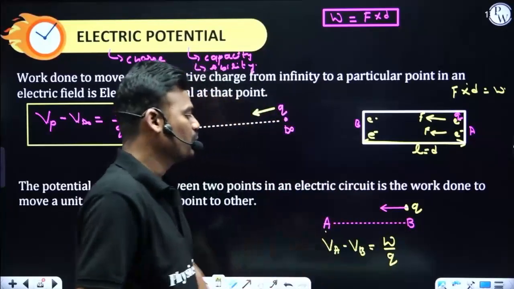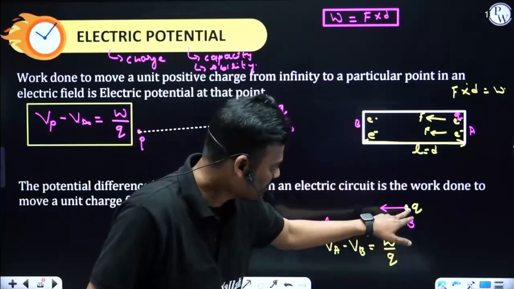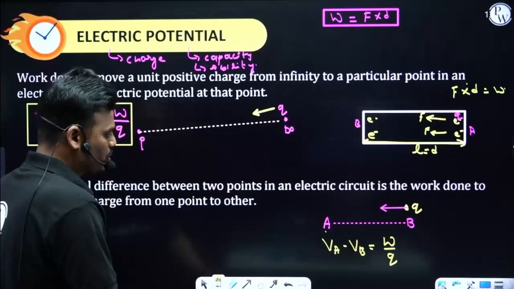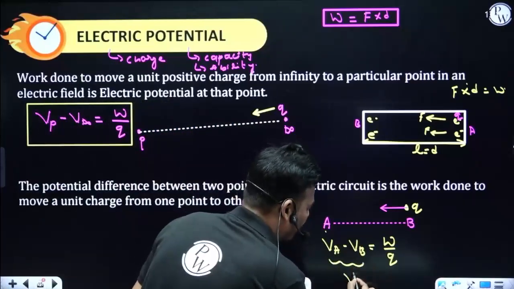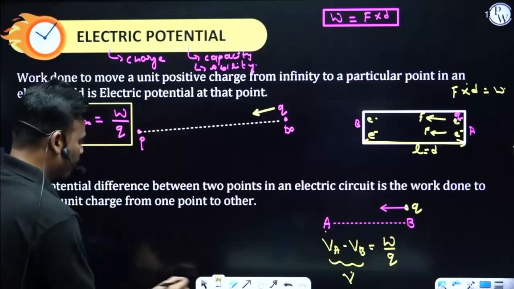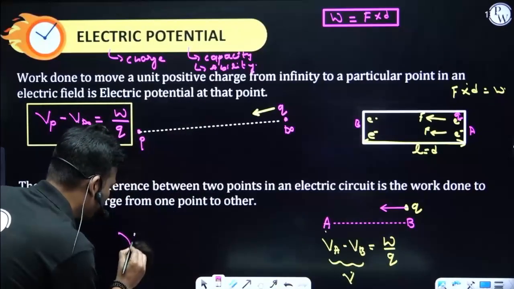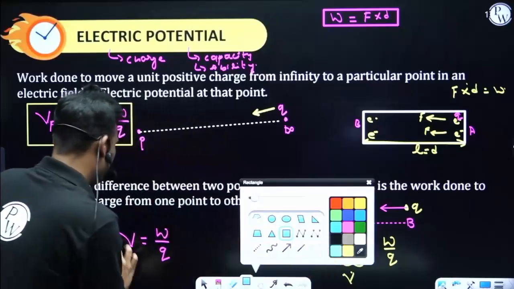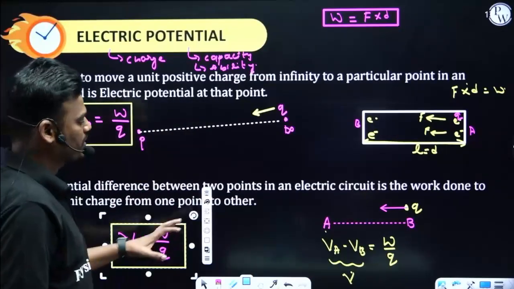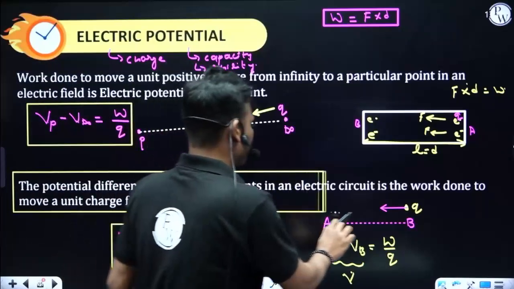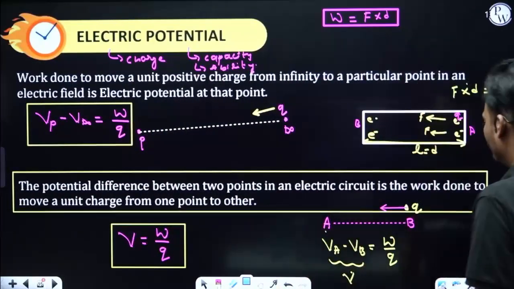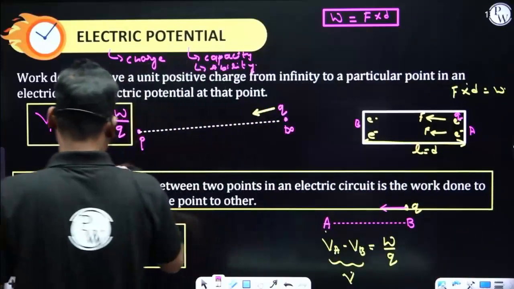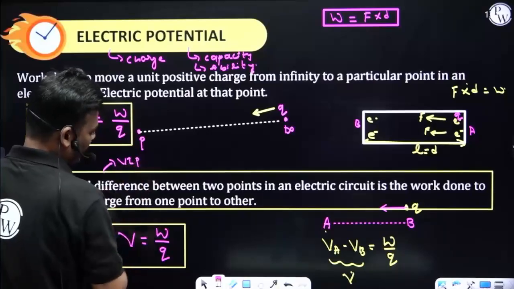This is the work done. How do you define work done? The force is applied on this charge and there is a displacement of the charge. So work is done per unit charge. Instead of writing VA minus VB, I'll write V. So mathematically, V is nothing but work done per unit charge. This is the definition you need to write. The first one is not required, ignore that. You have to learn the second one. This is very important.